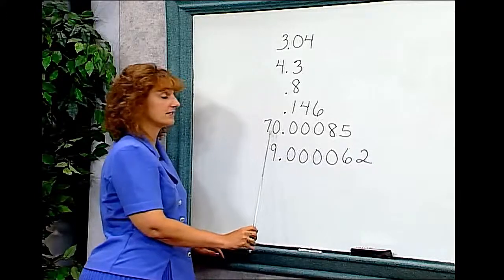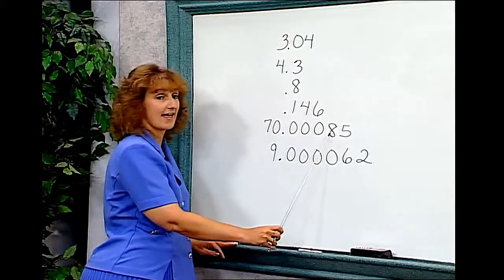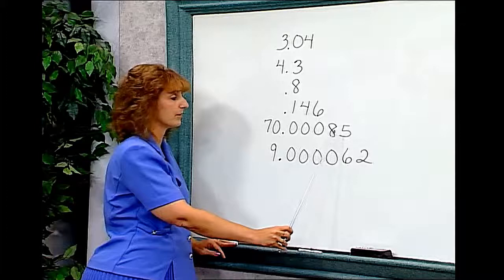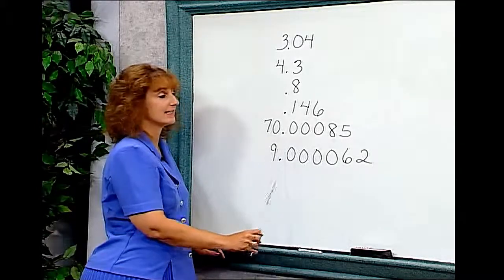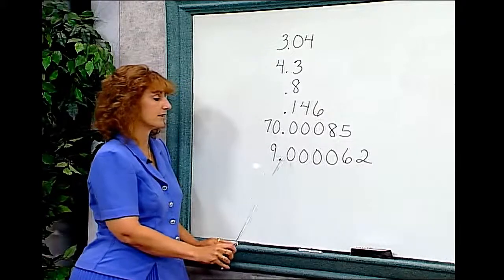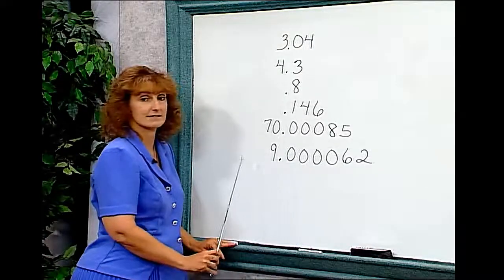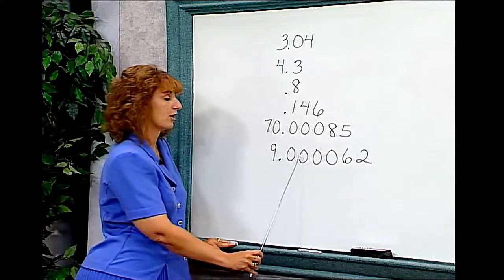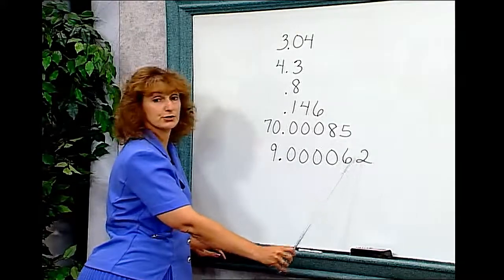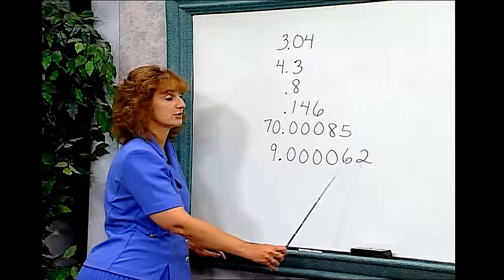If we look at this one, 70 is a whole number. 70 and tenths, hundredths, thousandths, 10,000ths, 100,000ths. Since the 85 ends in the 100,000ths column, we read this number as 70 and 85 100,000ths. Our last example, 9.000062. We know the whole number is read 9 and. Let's count our places. Tenths, hundredths, thousandths, 10,000ths, 100,000ths, millionths. The 62 ends in the millionths column, so we read this last decimal as 9 and 62 millionths.